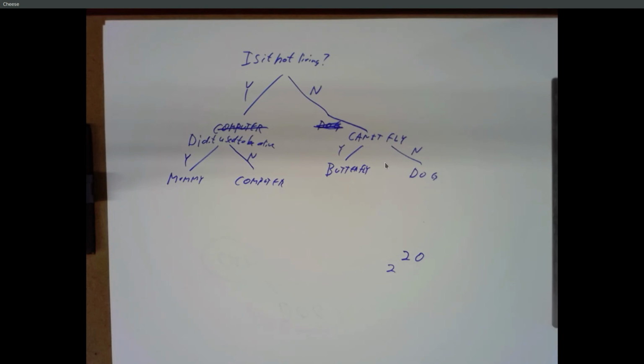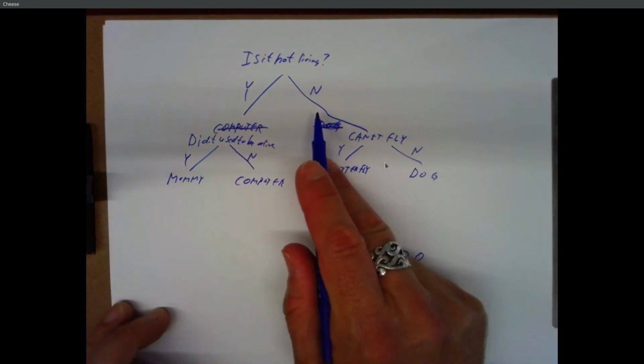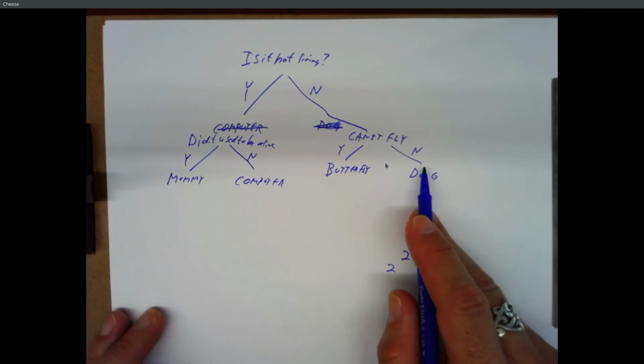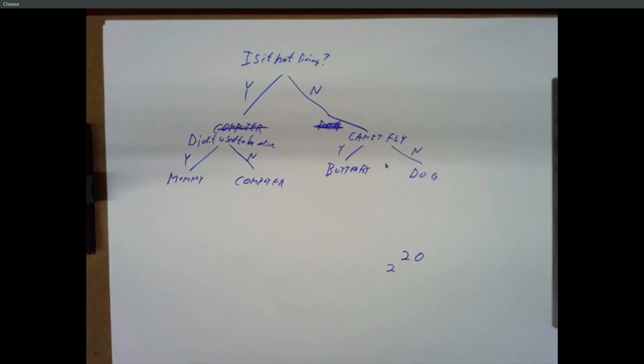So how can we get the answer? Sometimes there's no answer there. What do you mean, no answer? Like if it's not the right answer? Yeah. So you're thinking of a cat, right? Is it not living? No. Can it fly? No. It must be a dog? No. Okay, so then it says, tell me what you were thinking of. I was thinking of a cat.